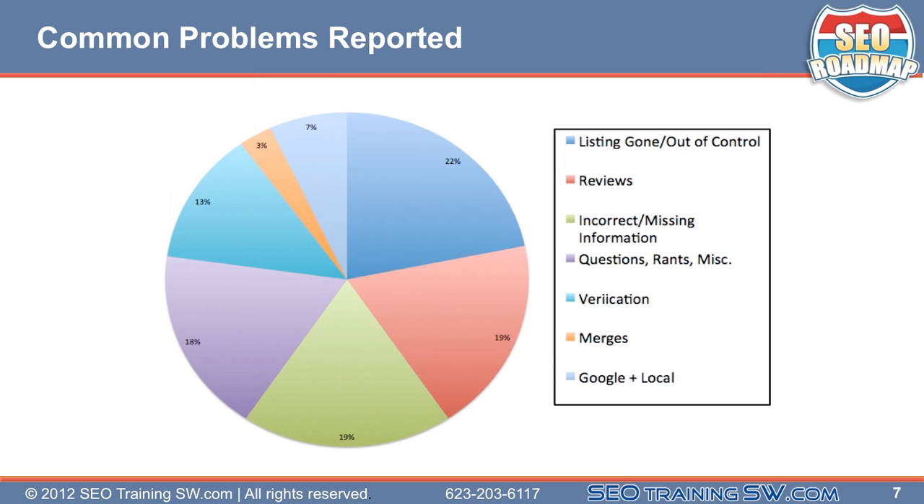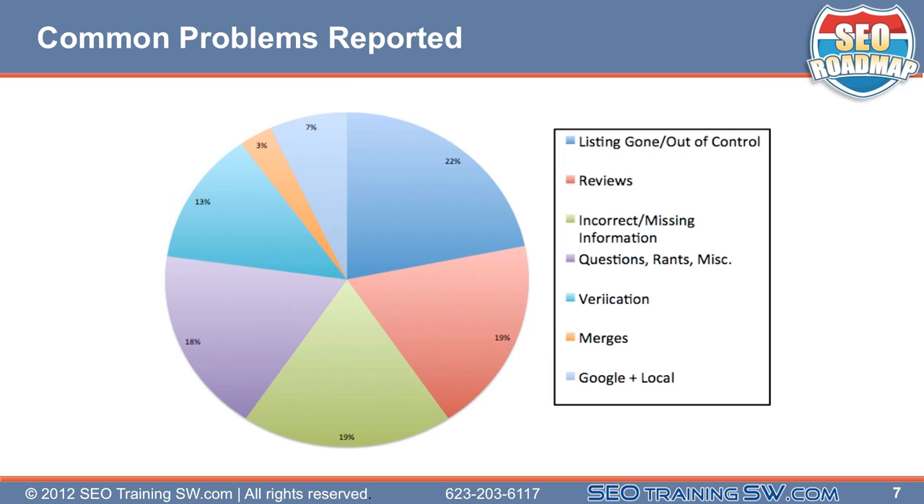Google Places. The number one problem is the listing has just got completely out of control. The listing's gone. It just disappeared. You type in the name of your business one day, and for some reason it's not there anymore. Next is reviews. You have bad reviews, or you're having reviews that are missing, or you have reviews that have nothing even to do with your business. So that's the second most reported problem in Google Places.